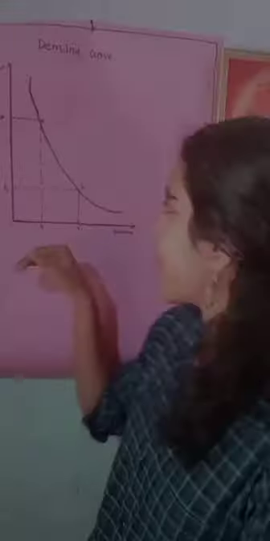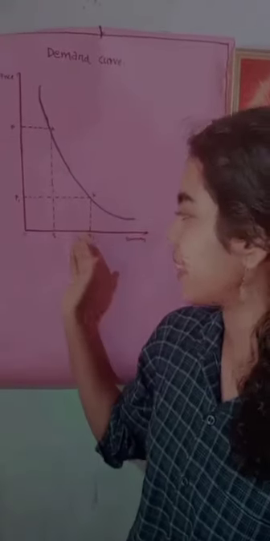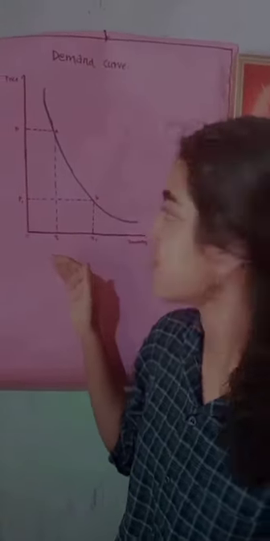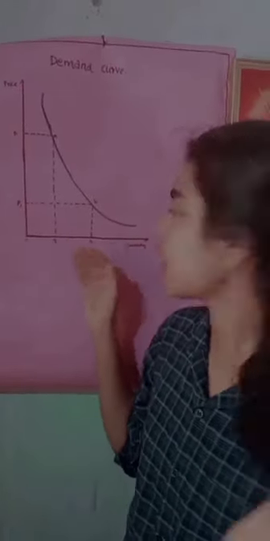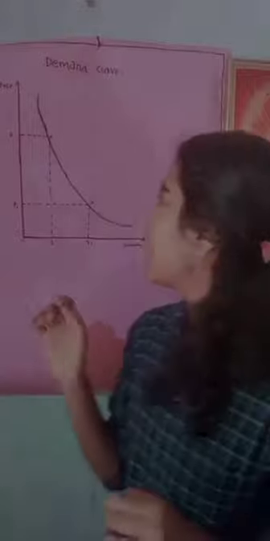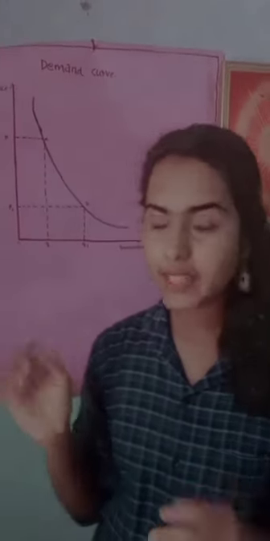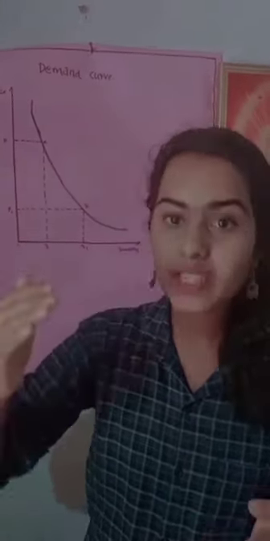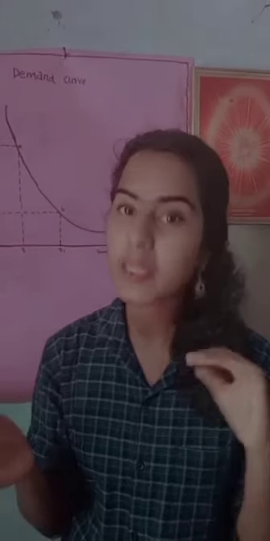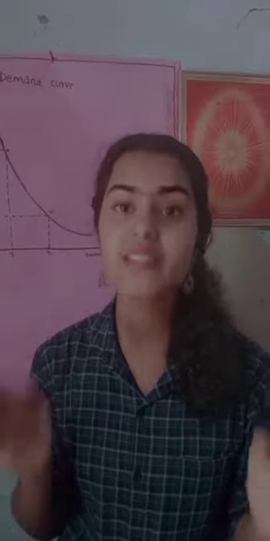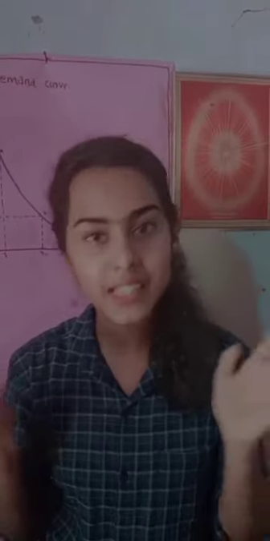So what happens? When price increases, the quantity or demand decreases, and when the price decreases, the quantity or demand increases. From here, we can understand that there is an inverse relationship between the price and the demand.